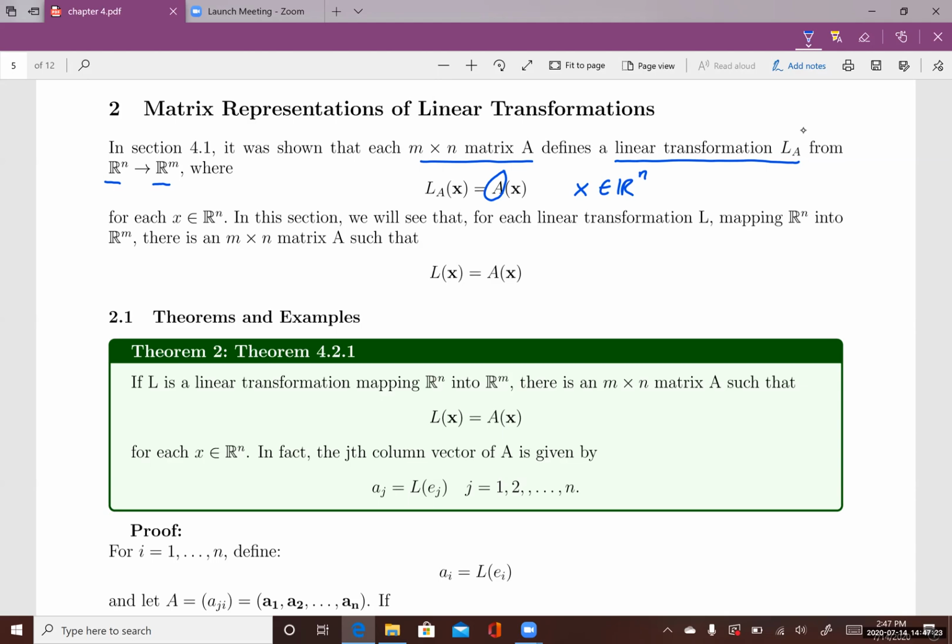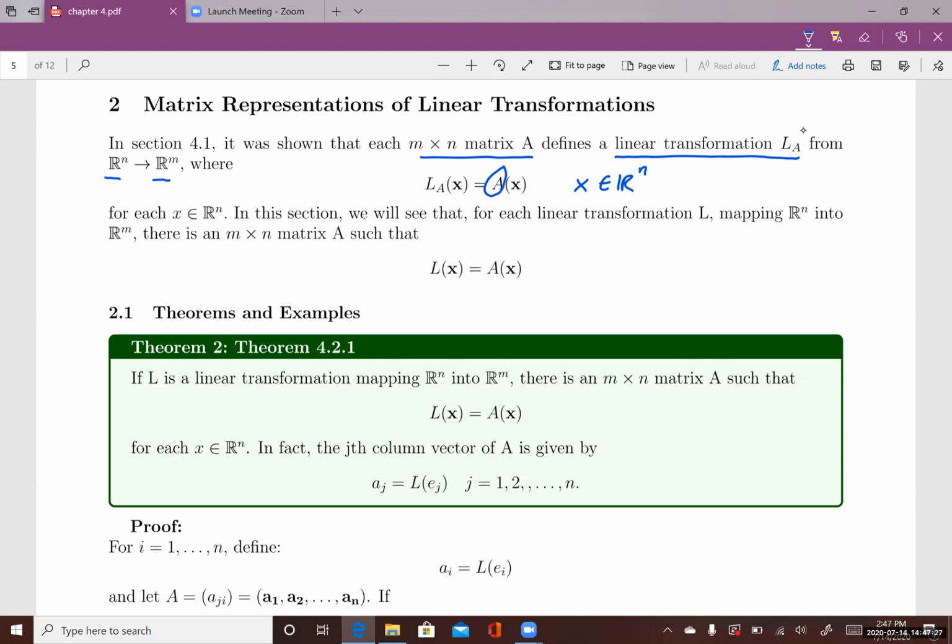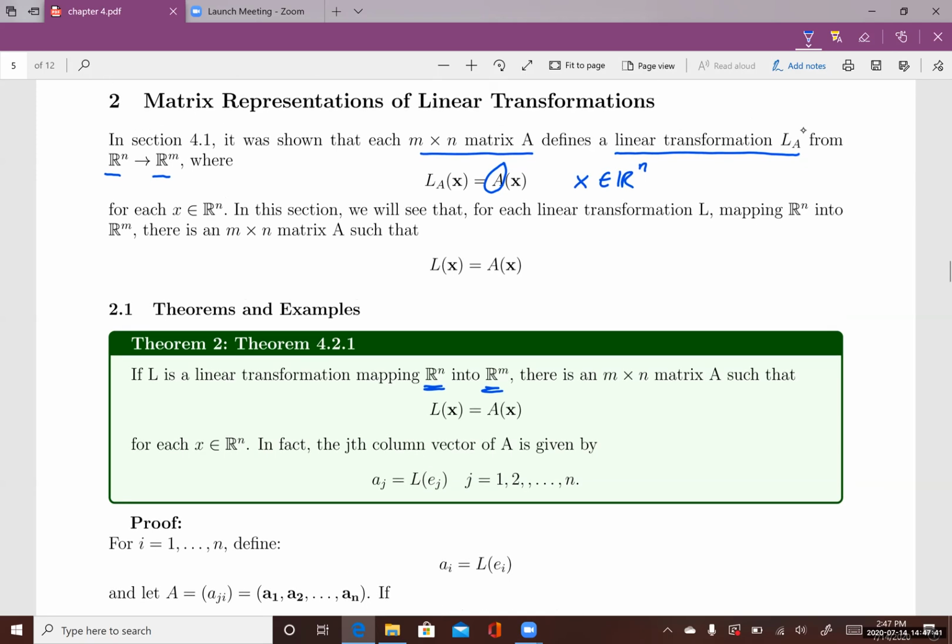And in this section, we'll learn how to find the matrix representation for linear transformations if you have a map going from Rn to Rm. So, the theorem: if L is a linear transformation from Rn to Rm, then there exists a matrix A of size m by n, such that if you apply the map onto a vector in Rn, you get a result vector, and that result vector will be the same as when you use this matrix A and multiply it to the same vector.